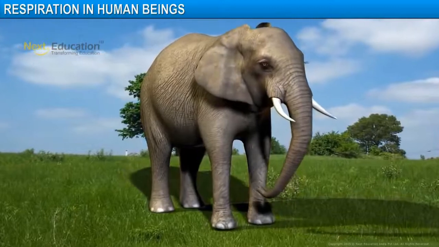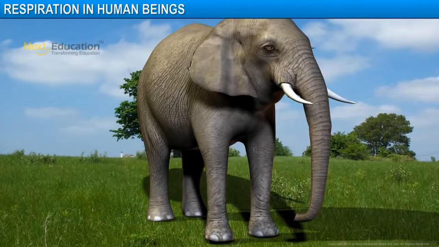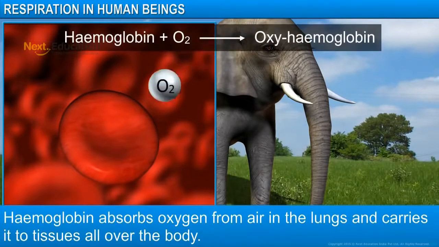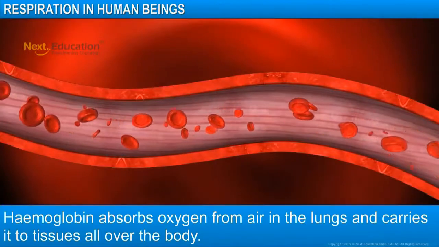In large animals like elephant, it is difficult for oxygen to reach all parts of the body through diffusion. Hemoglobin, a respiratory pigment present in red blood cells, has high affinity for oxygen. This pigment binds with oxygen from the air in the lungs and forms oxyhemoglobin. Later, through oxyhemoglobin, oxygen is distributed to all the tissues in the body.